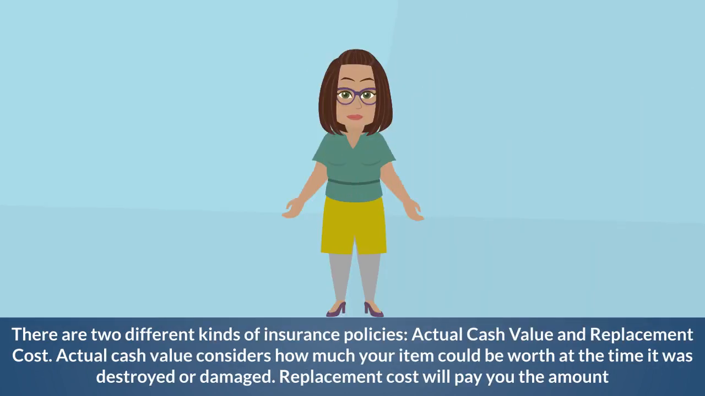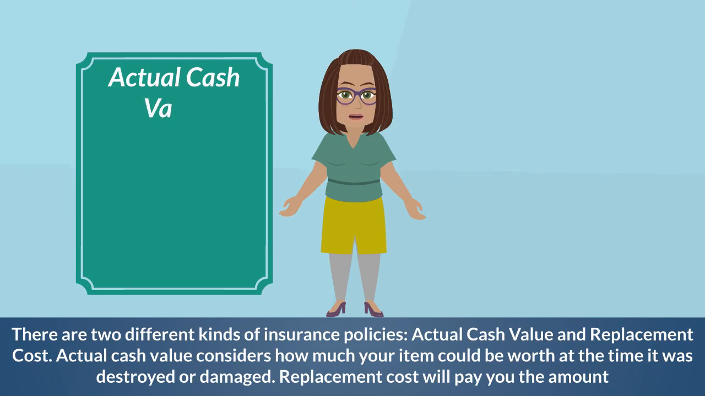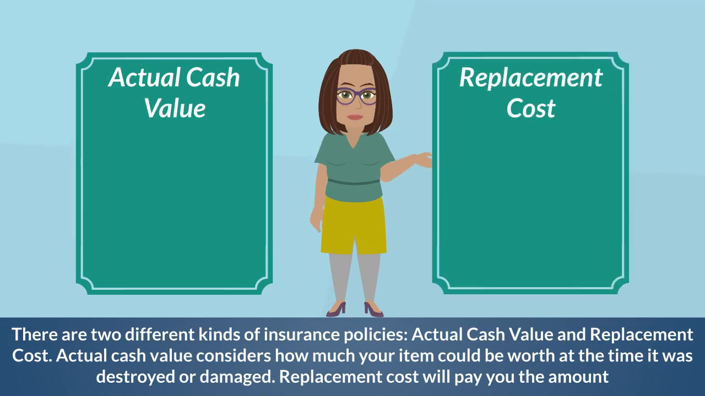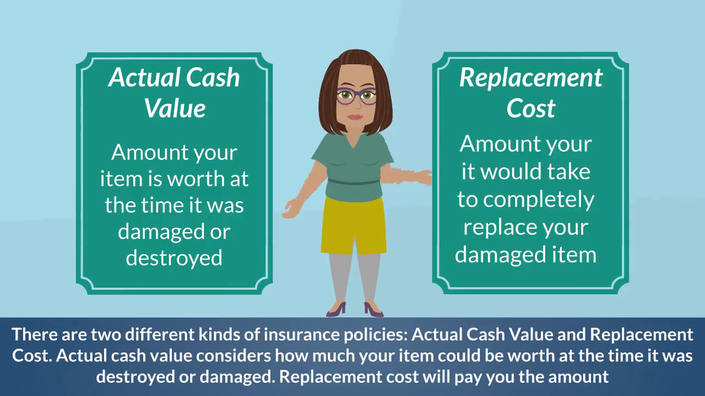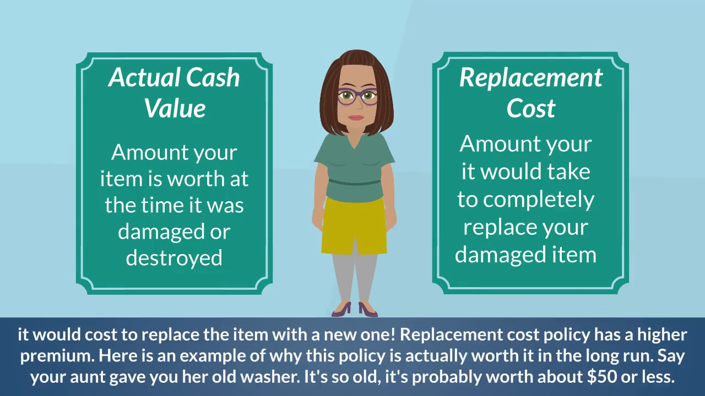There are two different kinds of insurance policies, actual cash value and replacement cost. Actual cash value considers how much your item could be worth at the time it was destroyed or damaged. Replacement cost will pay you the amount it would cost to replace the item with a new one. Replacement cost policy has a higher premium.